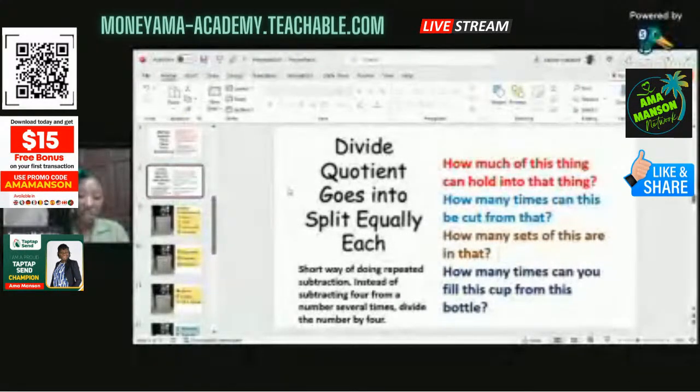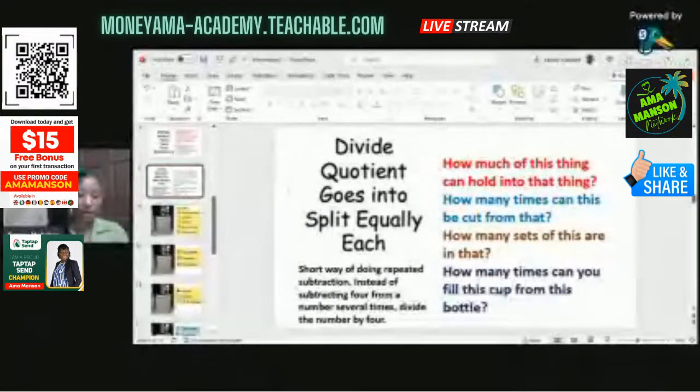So division is a short way of doing repeated subtraction. Instead of subtracting 4 from a number several times, and then counting how many times you're able to subtract it, you can simply divide the number by 4.